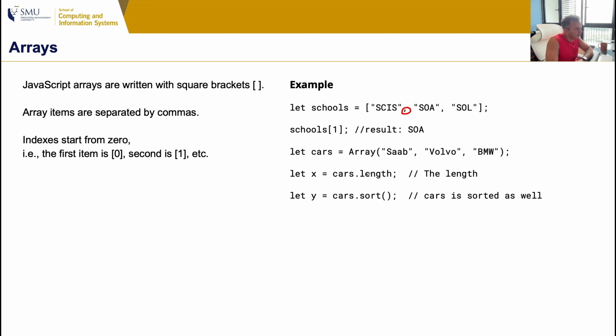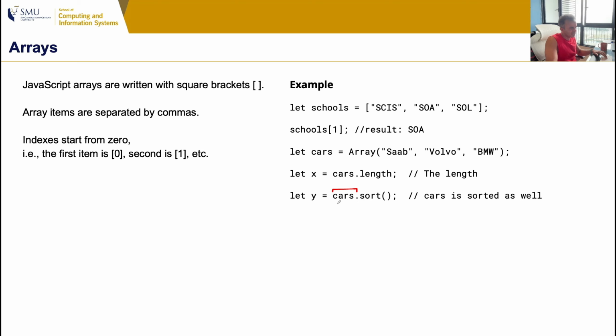Now arrays also have a property length and some methods, sort being one of them. So there are things that you have to be aware of when you say cars.sort and you're putting that in a new variable y. So y will be a sorted version of cars, but at the same time cars itself will be sorted internally.